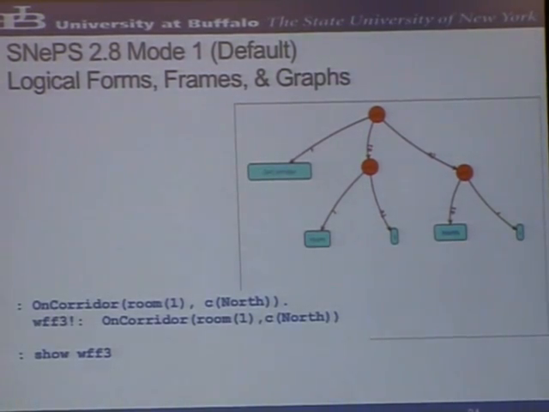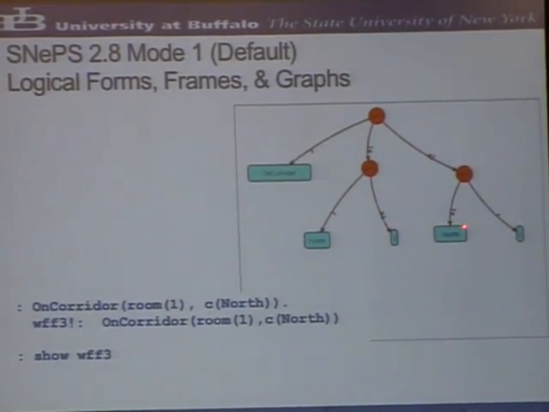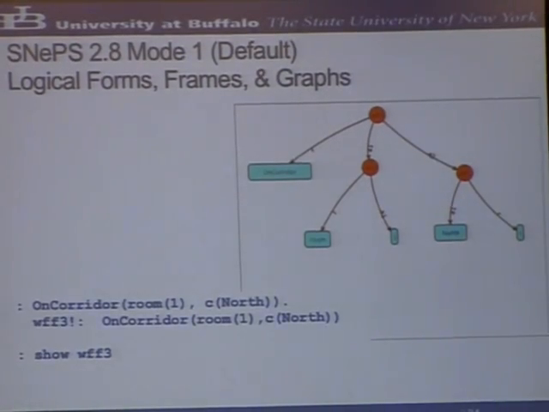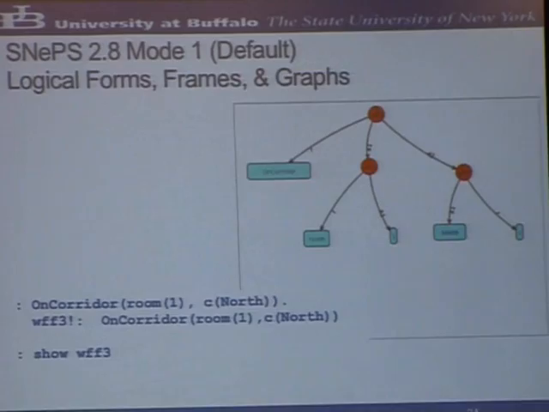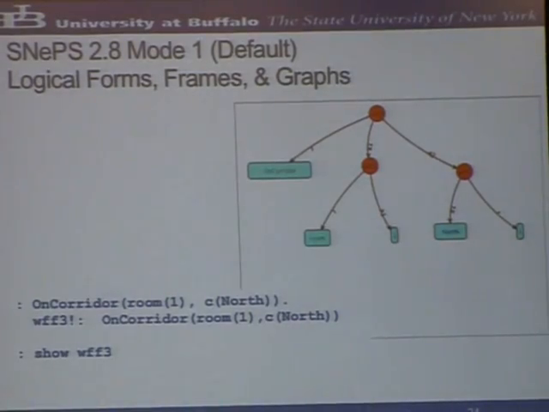And mode 1 just uses a default set of arcs, namely R, A1, A2, A3, A4, however many are needed. There's no limit to binary relations. So the R points from this node to on corridor. A1 points to this node, which has an R to room and an A1 to 1. And A2 goes to this node, which has an R to C and an A1 to north. Okay, so this node is a graphical drawing of the very same assertion that is shown here in a more symbolic logic format.